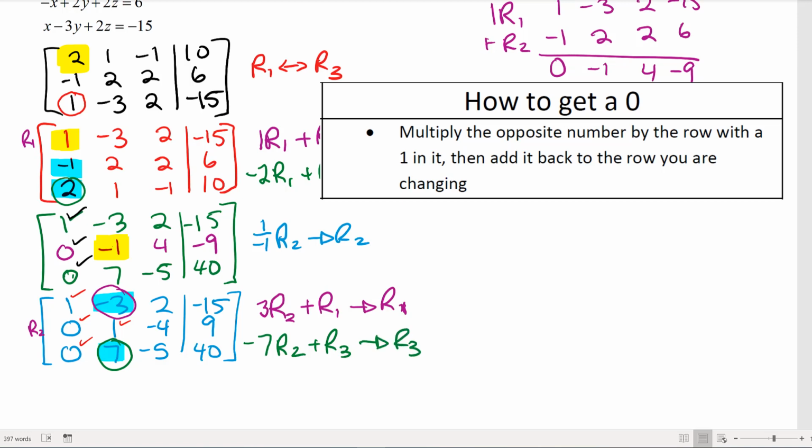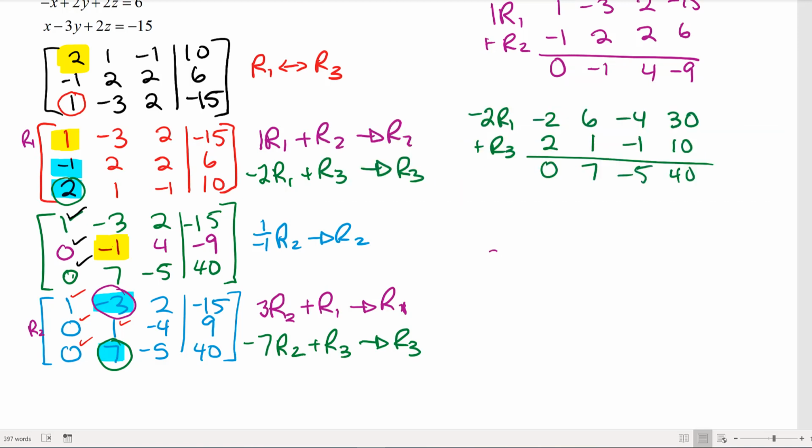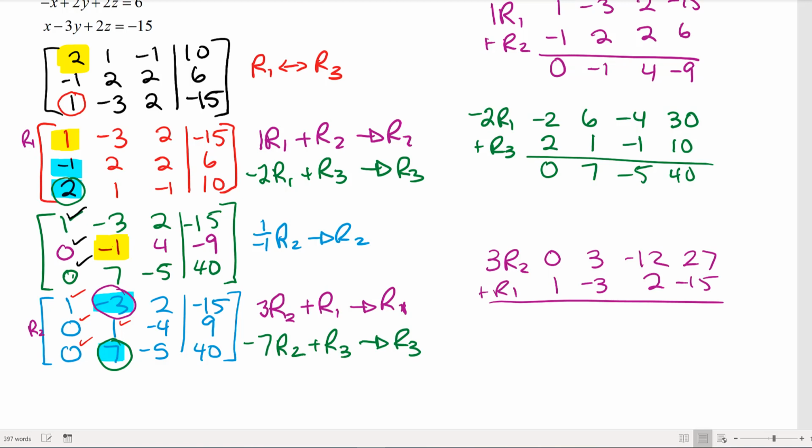Okay, so in purple, I'm going to use some work off to the side of my paper. 3 times row 2, so 0 times 3 is 0. 1 times 3 is 3. Negative 4 times 3 is negative 12. 9 times 3 is 27. And I'm adding row 1 to that. Row 1, which is 1, negative 3, 2, and negative 15.